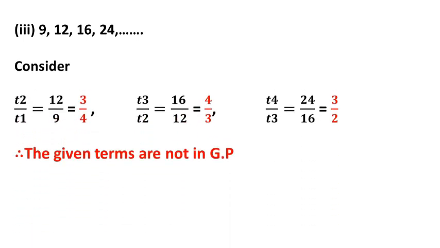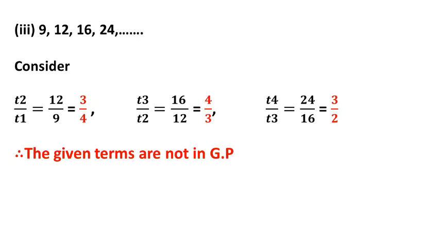In sub-question 3, the terms are 9, 12, 16, 24 and so on. Consider the common ratio between the terms. As you observe here, the common ratio is not the same. Hence the given terms are not in GP.